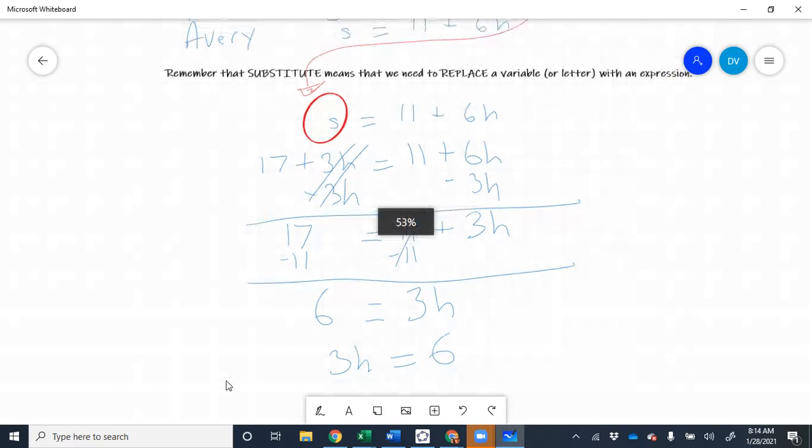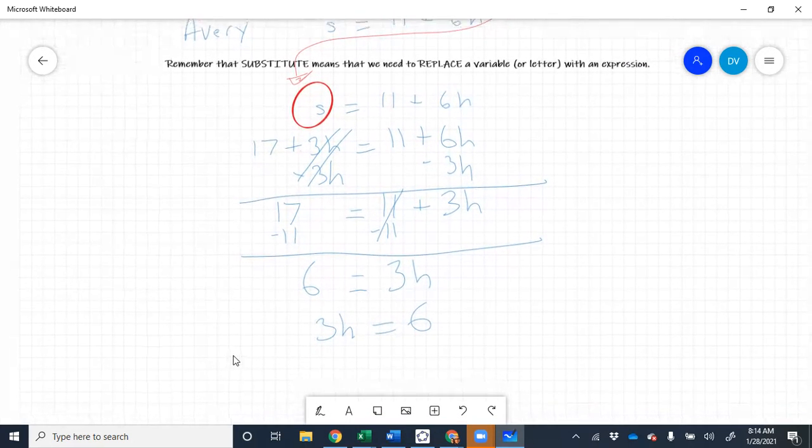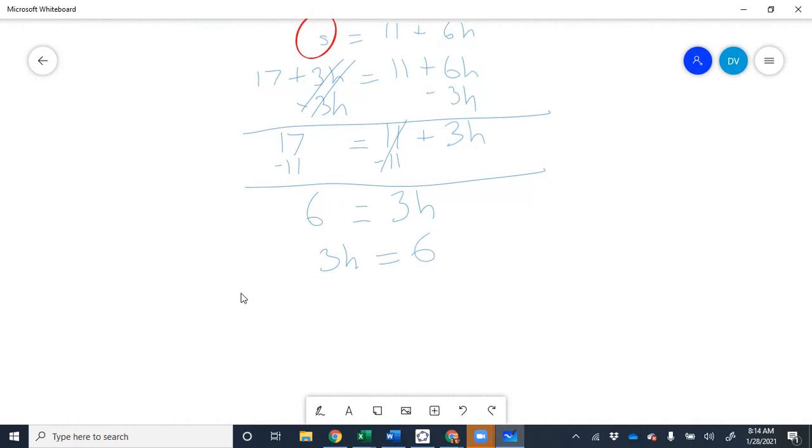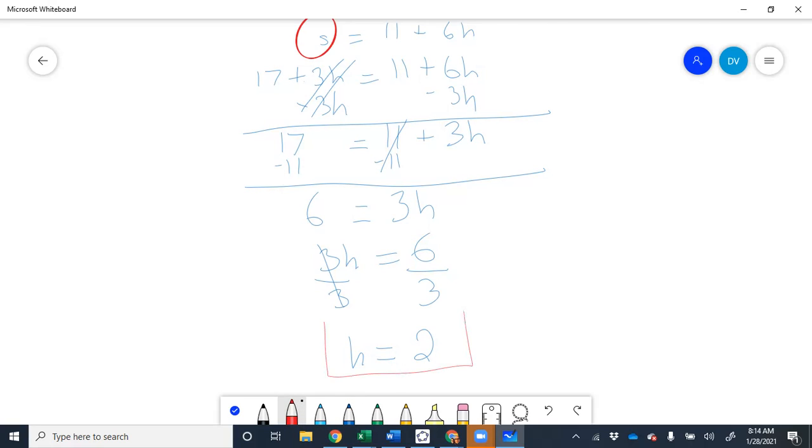Let me make more room. And so the last thing we need to do to find h is just to divide both sides by 3. And so h is equal to 6 divided by 3, which is 2. Now, we're not quite done, because what we have is part of our answer, or one of the variables. Remember, we have to find h and s. We just found h, and I'll put it in the answer box in a minute.